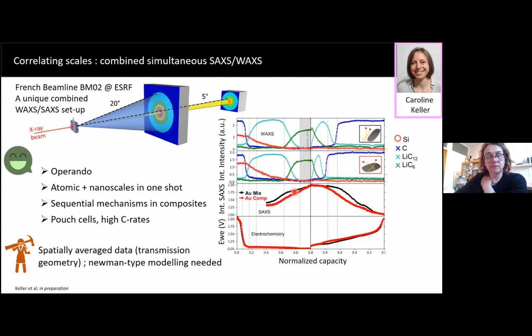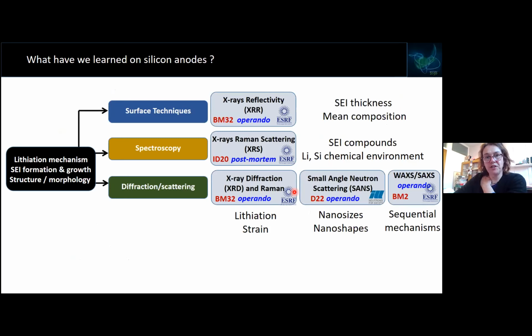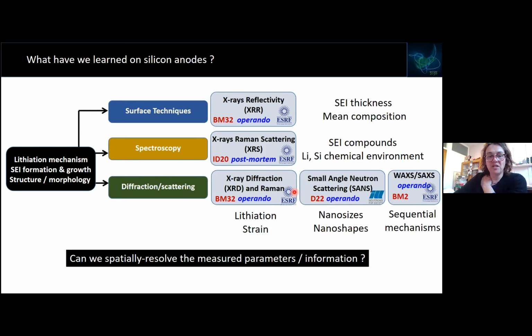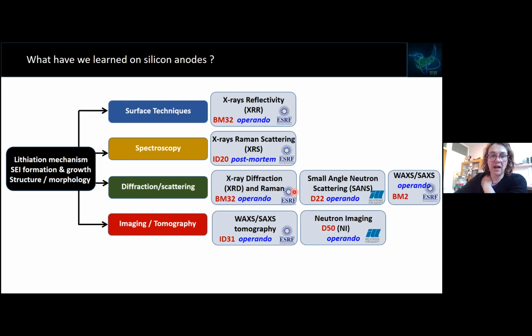Okay, so at this point of my talk, I've shown you different examples of surface techniques, spectroscopy, diffraction, and scattering applied to different types of silicon anodes. We can get different types of information like sizes, strain, mechanism, compounds. And of course, the next question would be, can we spatially resolve those measured parameters, which means can we understand the distribution of those parameters in the volume or in the thickness of an electrode. And this is exactly what we can do by applying the last family of techniques, which are imaging and tomography techniques.